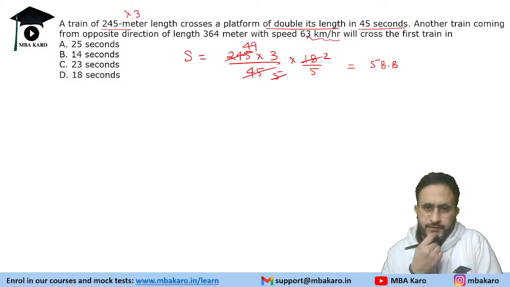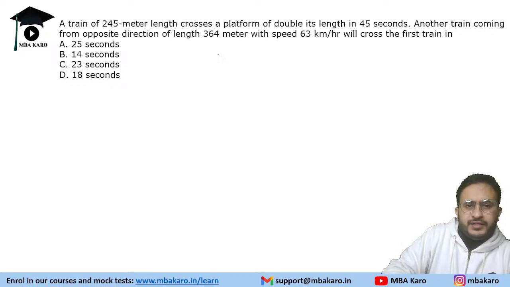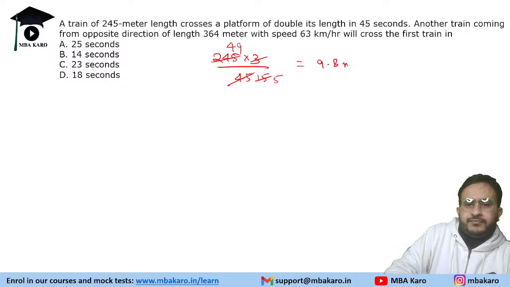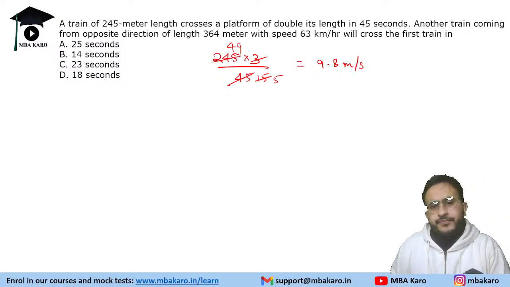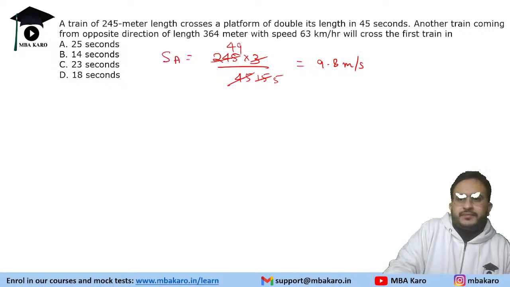That is 58.8 kilometer per hour. Or we can keep it in meter per second also. That is perfectly fine, because ultimately we have to solve in seconds. It is covering 245 into 3 in 45 seconds, so by 15 we get 49 by 5. So this is 9.8 meter per second. That is the speed of train A.